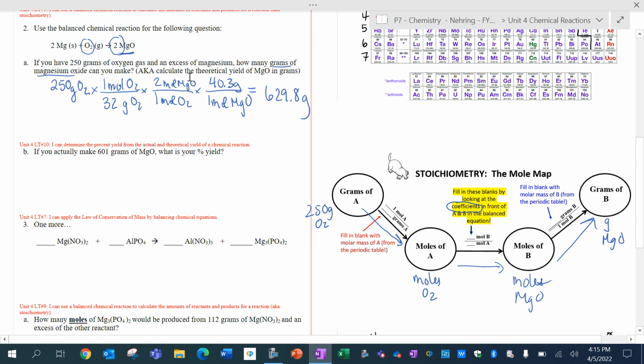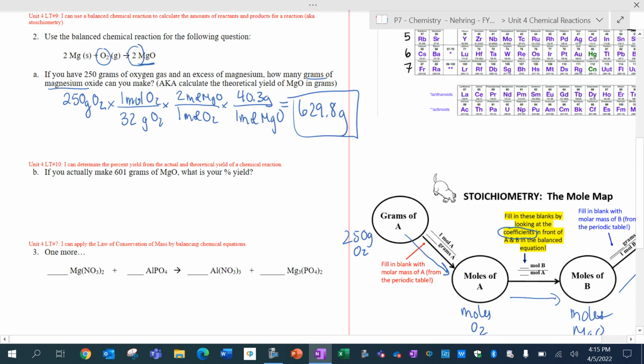And how you plug in your calculator is just the way it's written. So 250 times 1 divided by 32, times 2 divided by 1, times 40.3 divided by 1. Make sure you're practicing actually plugging these into your calculator so you understand what this setup actually means, right? So that is my final answer.